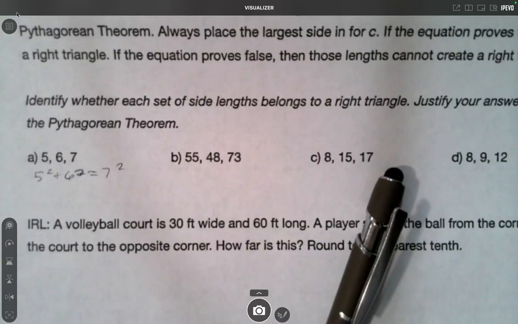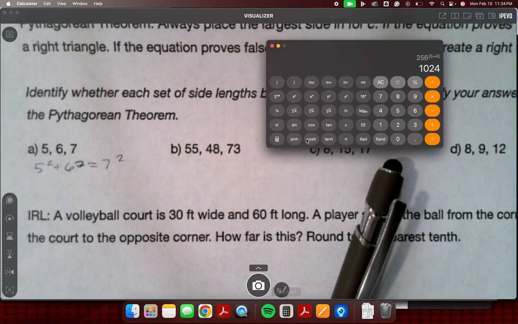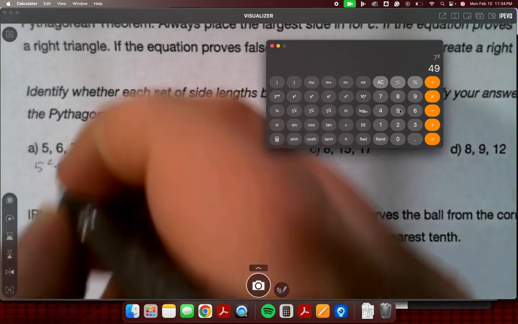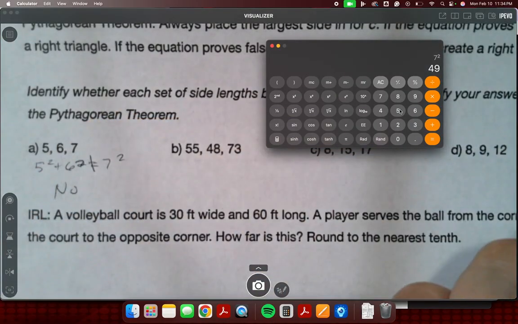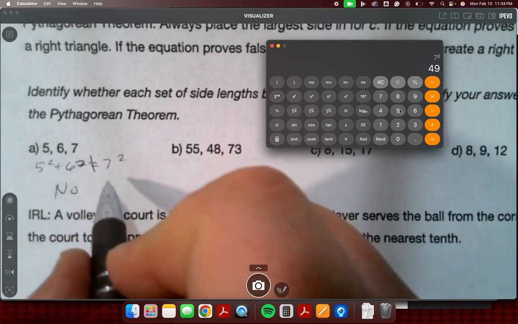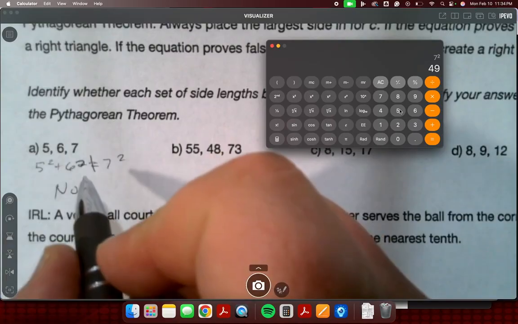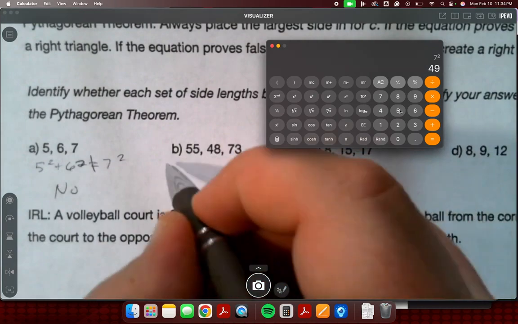So let me make it so we can get a calculator in here. 5 squared plus 6 squared is 61. However, 7 squared is 49. So those are not equal, which means no, it's not a right triangle. And this is all you have to do to prove it using the Pythagorean theorem. You just show that if you plug those sides in, either it is equal, proving yes, or not equal, proving no. So again here, we plug in the smaller two sides first.